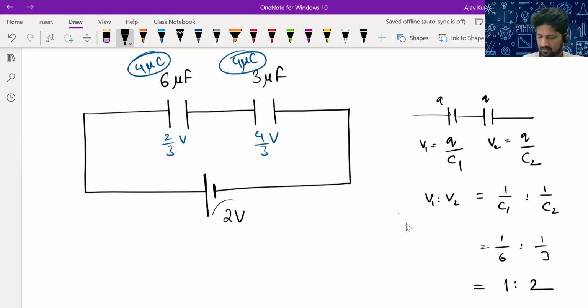Yes, sir. Applied voltage was 2 volts. I split it in the ratio 1 is to 2. Then it becomes 2 by 3 and 4 by 3. Got it, sir. Okay.